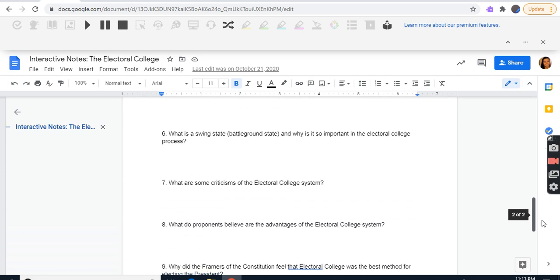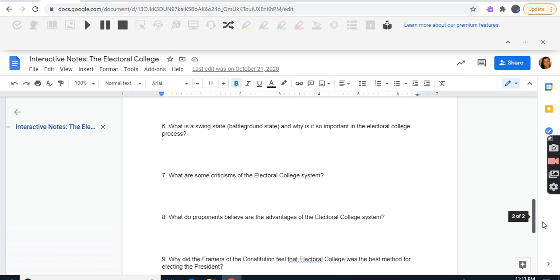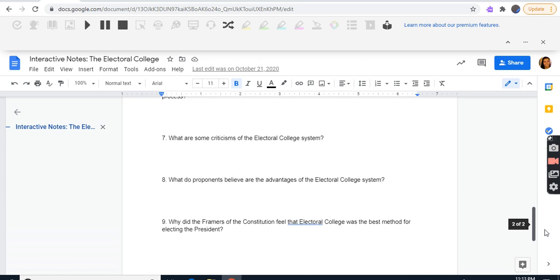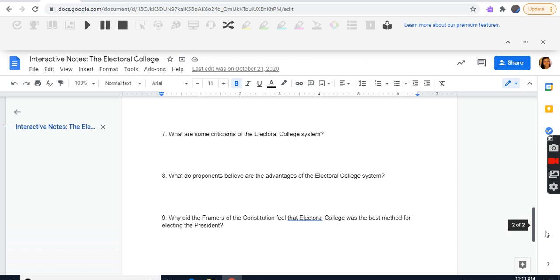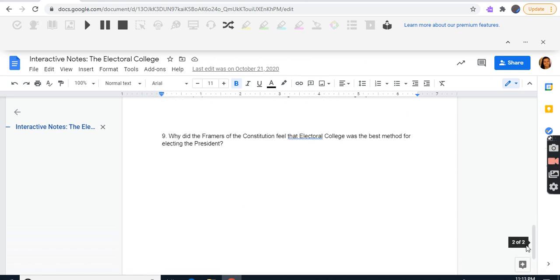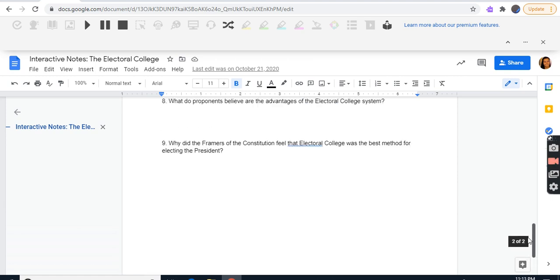What is a swing state, a battleground state, and why is it so important in the electoral college process? What are some criticisms of the electoral college system? What do proponents believe are the advantages of the electoral college system? Why did the framers of the Constitution feel that the electoral college was the best method for electing the president?